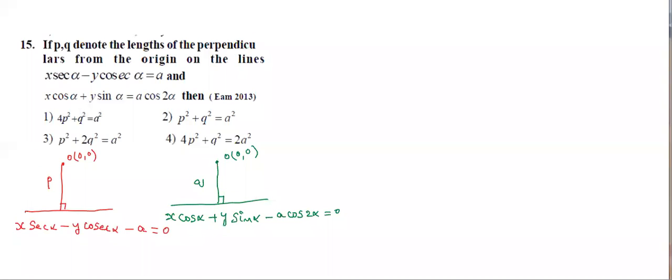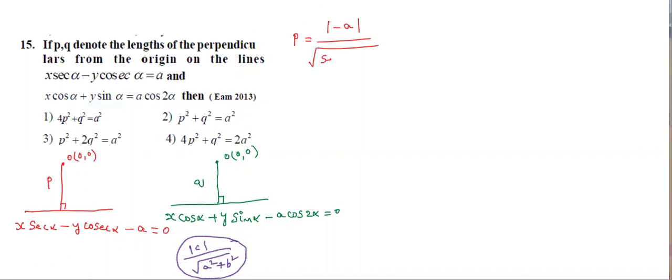First we know the formula. The perpendicular distance from the origin to the line ax plus by plus c is equal to 0 is modulus c divided by under root a square plus b square. This is the formula. Now, first I am going with the first diagram. p is equal to the perpendicular distance from the origin to the line, modulus minus a divided by under root a square plus b square.